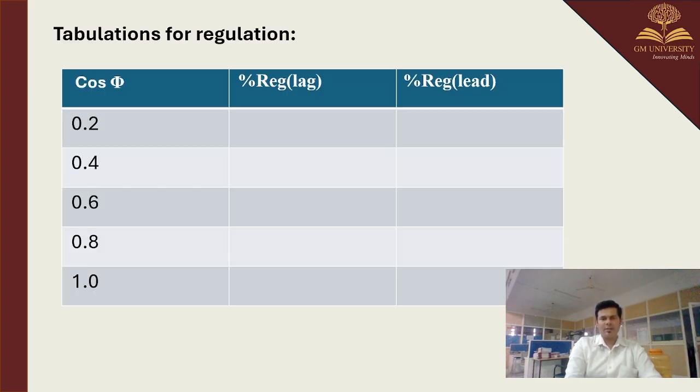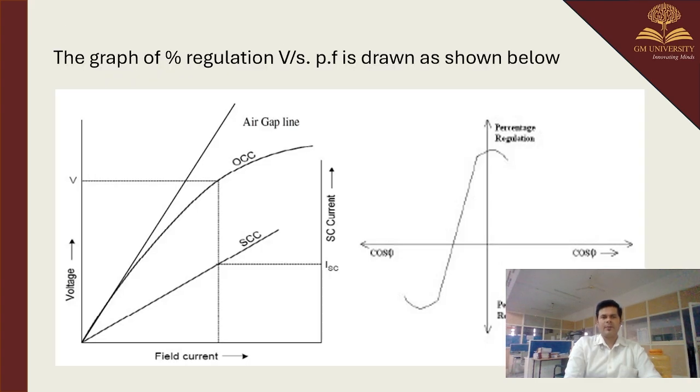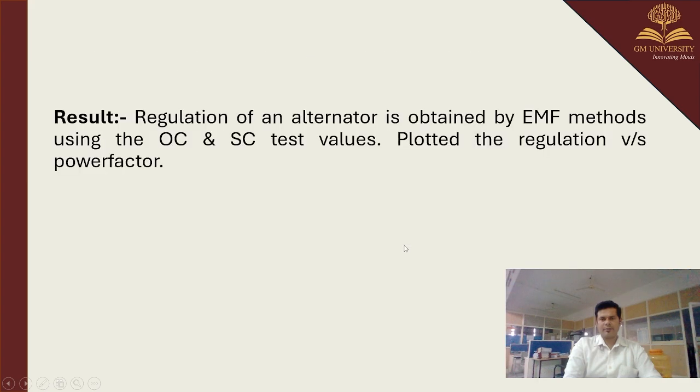Here we have to tabulate the regulations for lead and lag at various power factors, that is 0.2, 0.4, 0.6, 0.8 and 1. This is the expected graph, where you can see the OCC curve and SCC curve plotted from the tabulated values against the field current, and this is the regulation graph. Finally, the result: the regulation of the alternator is obtained by the EMF method using the OC and SC tests, and we plot the regulation against power factor.